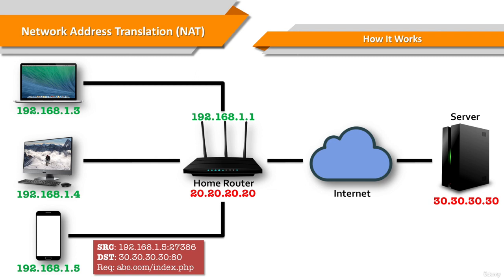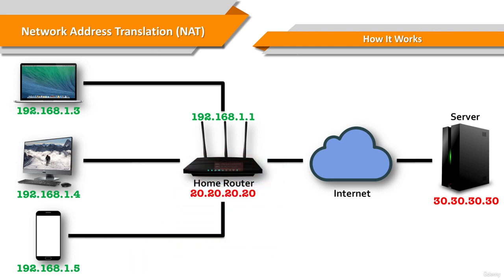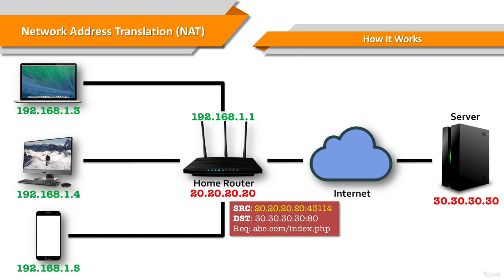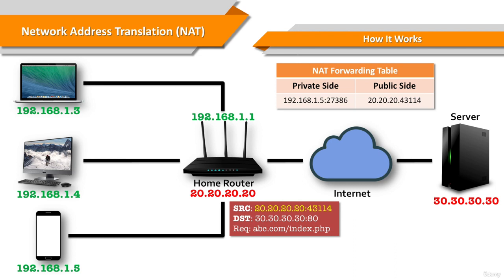The packet has the source IP address and the source port address, as well as the destination IP address and the destination port. If it arrives at the web server with these values, it processes the request and tries to send the reply packet to the IP address 192.168.1.5. But that's unreachable for the web server because it's a private IP address. So, when the packet arrives at the home router, instead of sending the packet right over the internet, the home router changes the source IP address with its very own public IP address. It also creates a record in the NAT forwarding table. This table allows us to know which packets will be redirected to the smartphone when they come in.